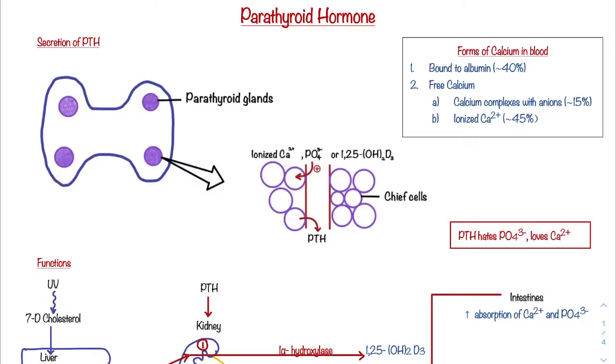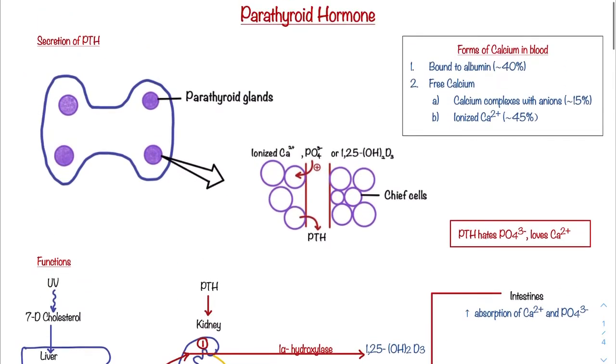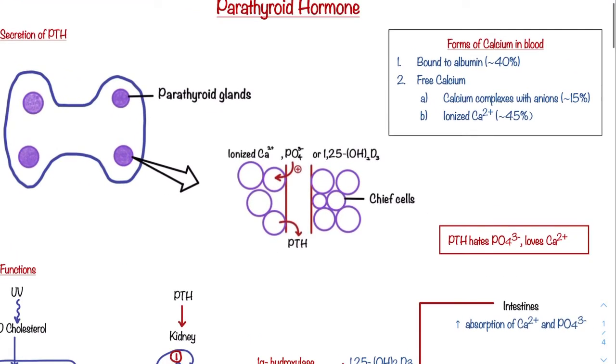So now let's look at parathyroid hormone. Let me summarize the function of parathyroid hormone by a simple sentence. Parathyroid hormone hates phosphates, loves calcium. So what it does is it will increase the body's blood calcium levels while decreasing blood phosphate levels.